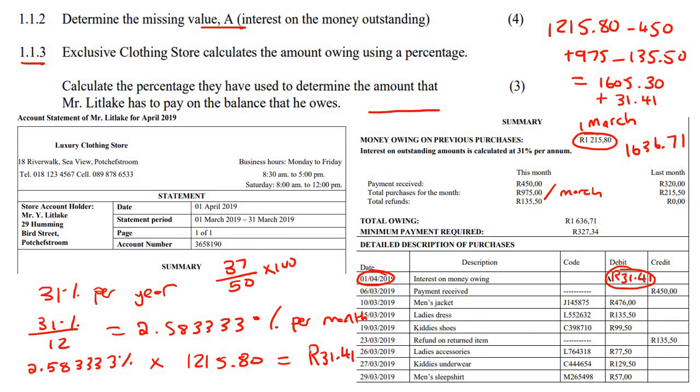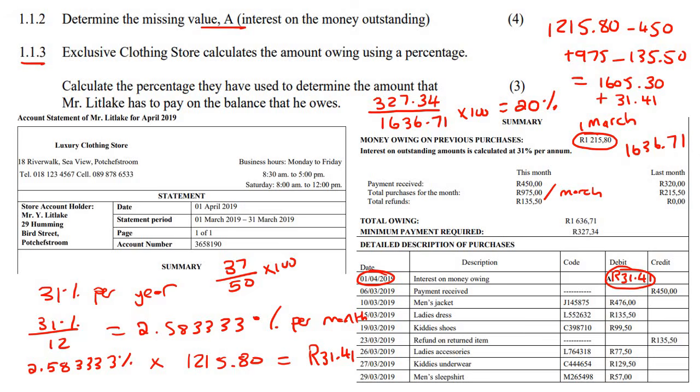So you can just say, out of 1636.71, what is 327.34? And then say times 100. And if you work this out, it rounds off to a perfect 20%. So this company, they want you to pay back 20% of whatever you owe them. That's what they want you to do every month. So if you owe them a certain amount, then for this month, they're going to ask you to pay back 20%.